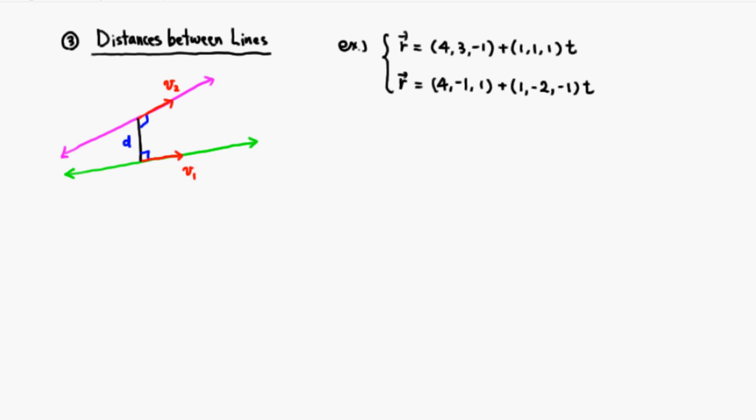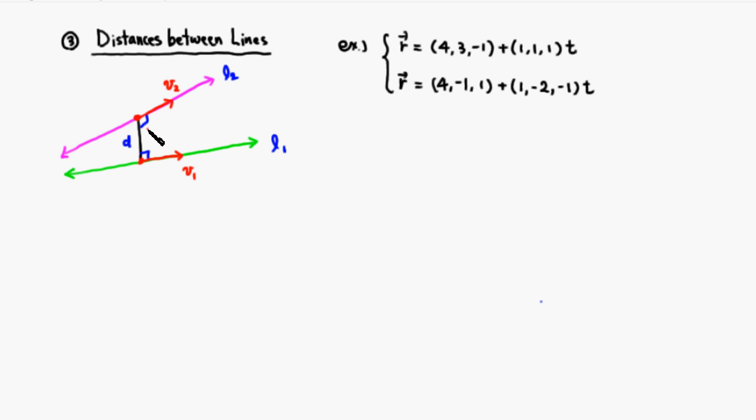All right, let's look at the distance between lines. Let's say you have two lines. Actually, I'm going to call this one L1 and this one L2. Then the distance is defined by finding the two closest points, and that's the distance between them. And we notice that this distance makes a 90 degree angle with both lines, because otherwise we could get even closer.